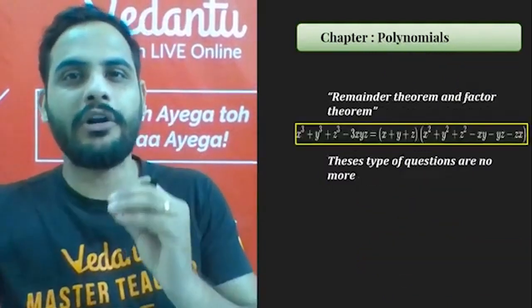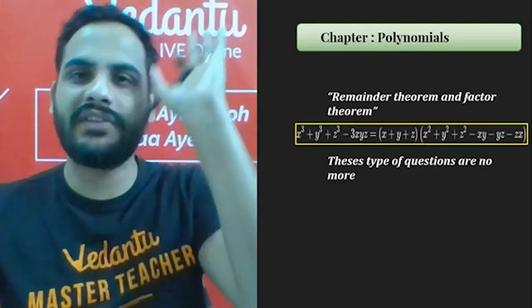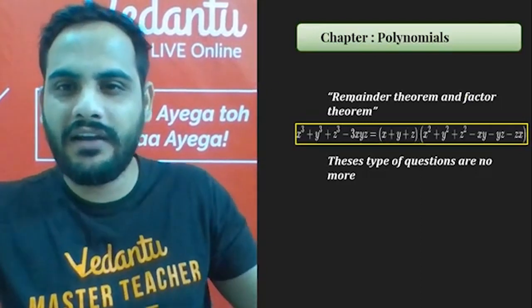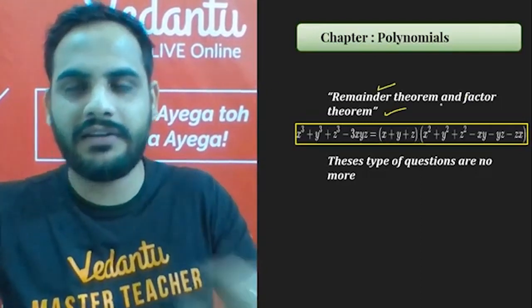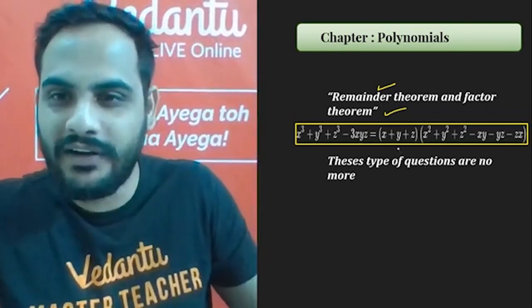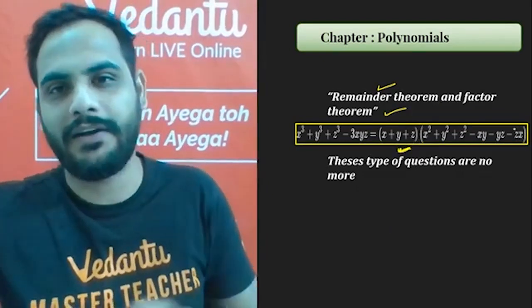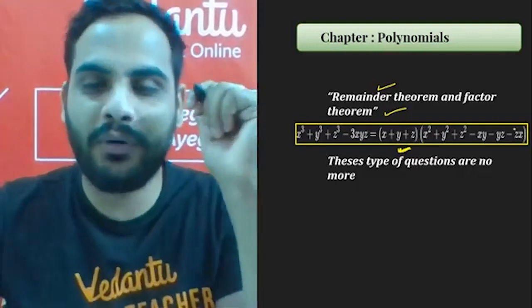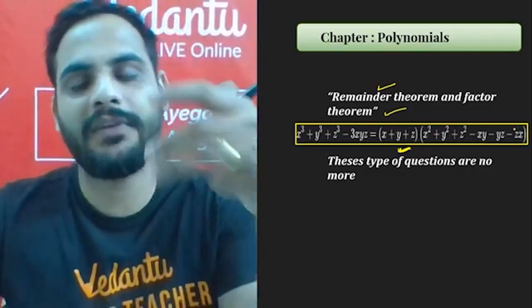Second topic, from polynomials, so they have done half of the chapter gayab. Okay, they have removed remainder theorem and factor theorem. तो वो तो बहुत important था. And then the most important identity, which is this part. Okay, so these three topics have been removed.